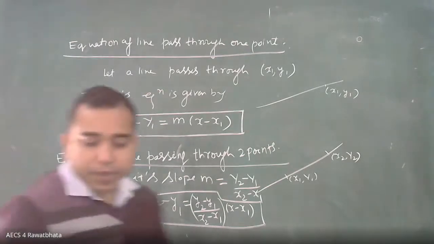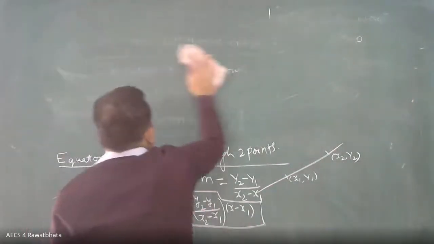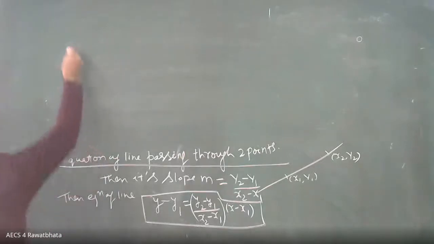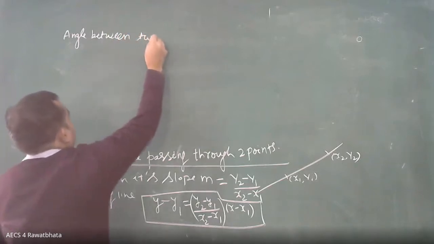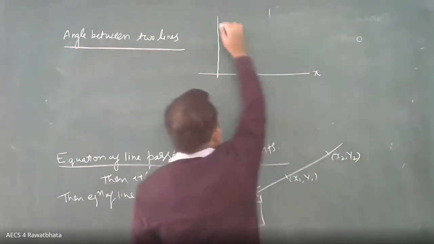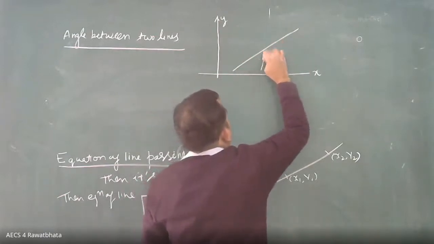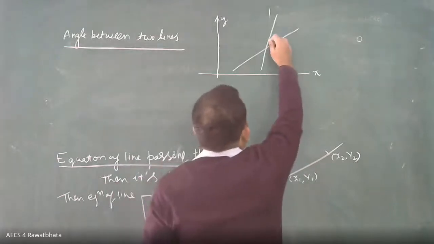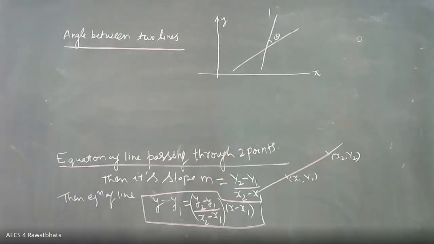Next is how to get the angle between 2 lines. Suppose 2 lines are given, students. This is my x and y axis. Suppose one line is this and the other line is this. These 2 lines have some angle theta in between, and I have to find the angle between them, this theta angle. Then how to find the angle?